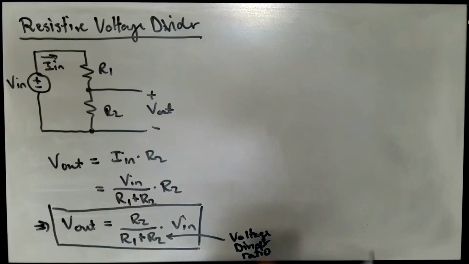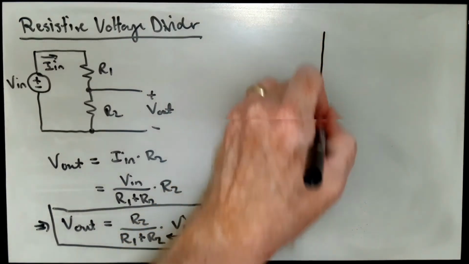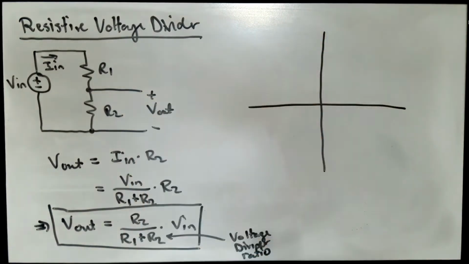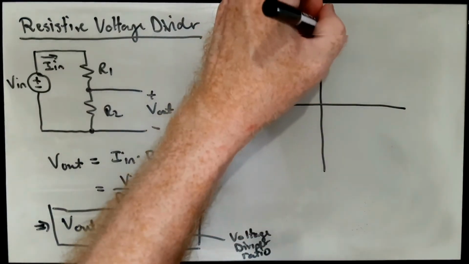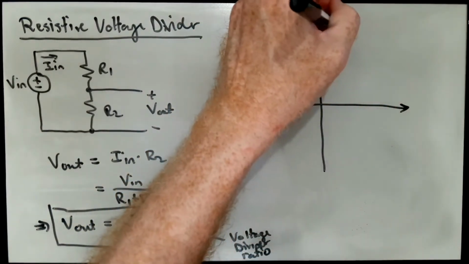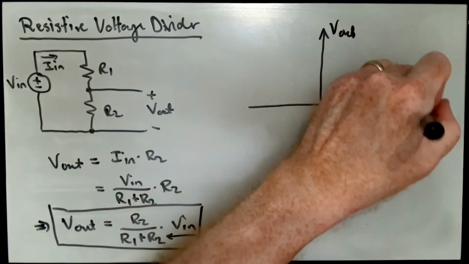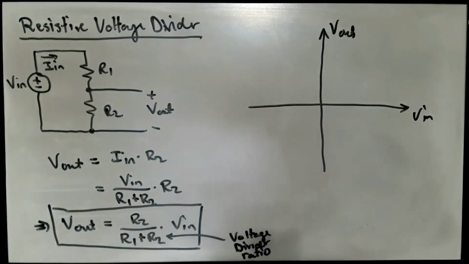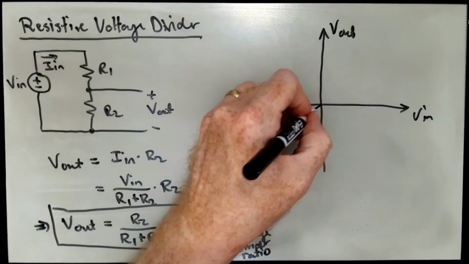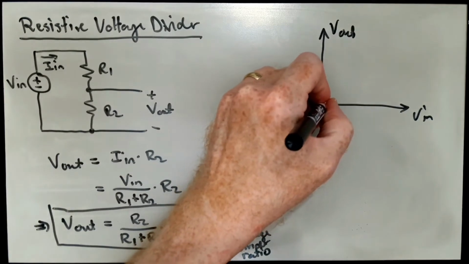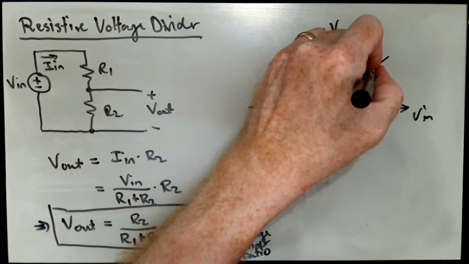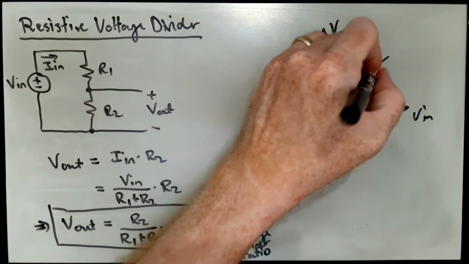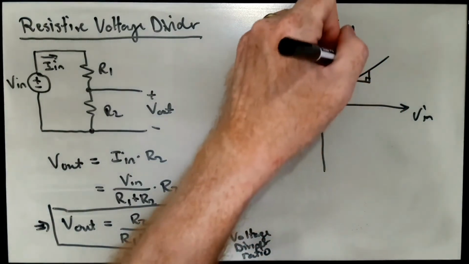And if we were to plot what's called a voltage transfer characteristic of this relationship, which is a plot of V out versus V in, and this is just a static plot of the output voltage versus the input voltage, what we'd find is a straight line. And the slope of the line here is just the voltage divider ratio.